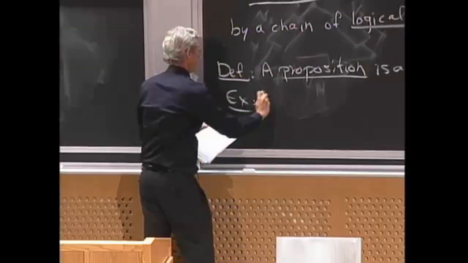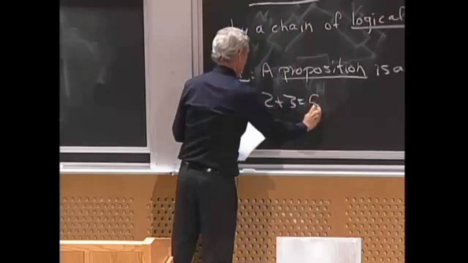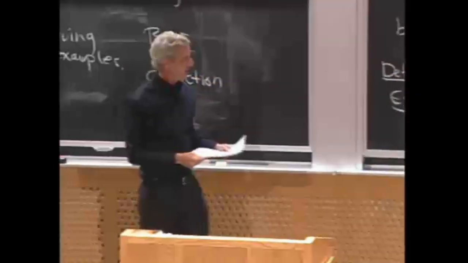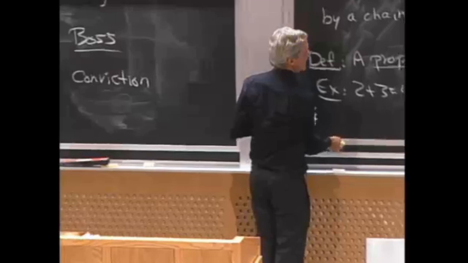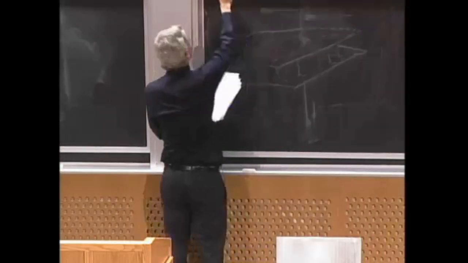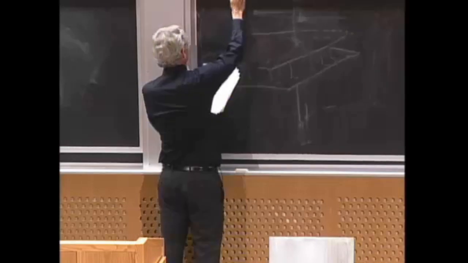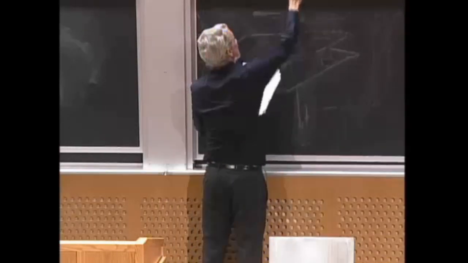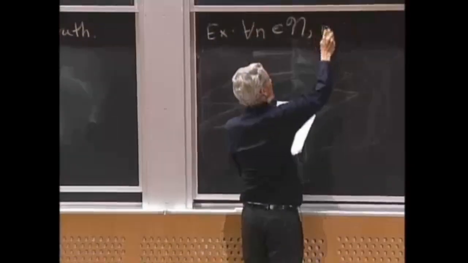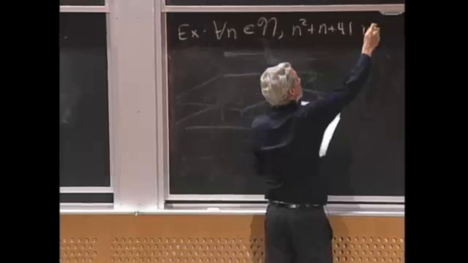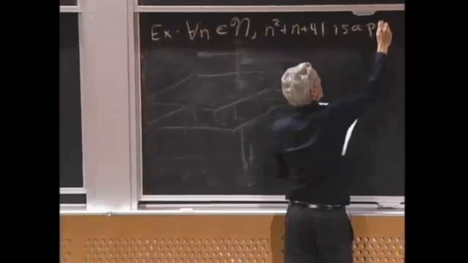Simple example, 2 plus 3 equals 5. Now, that's a true proposition. Here's one that's a little more interesting. For all n in the set of natural numbers, n squared plus n plus 41 is a prime number.